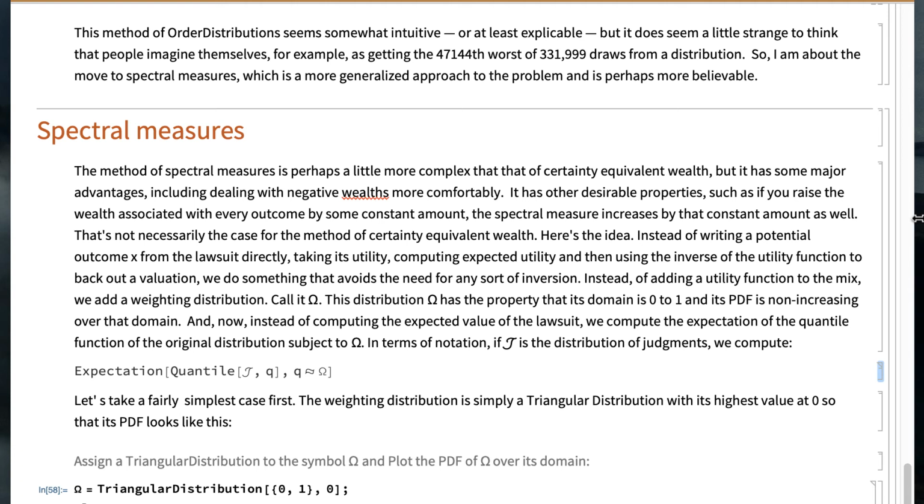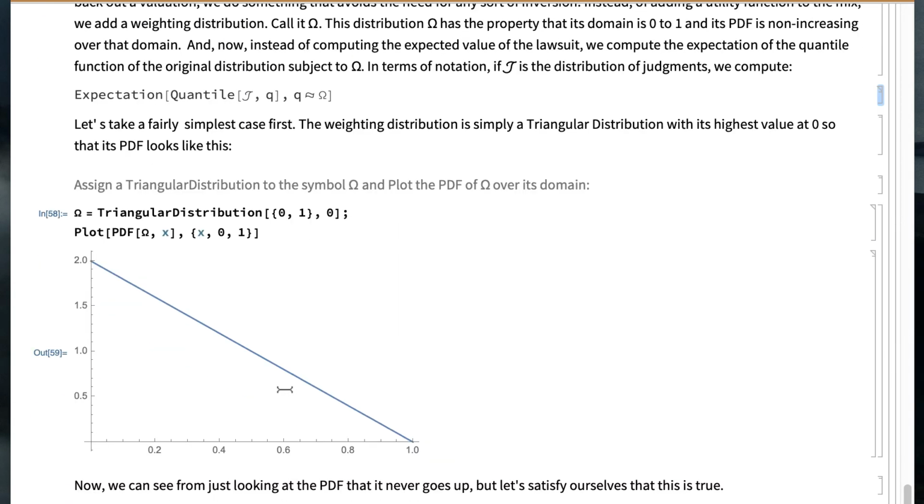And with that, instead of computing the expected value of the lawsuit, you compute the expectation of the quantile function of the original distribution subject to the weighting distribution capital omega. And the notebook sets forth a mathematical or quasi-mathematical formula for the spectral measure. So that's a little abstract and perhaps difficult to understand. So let's look at a simple case.